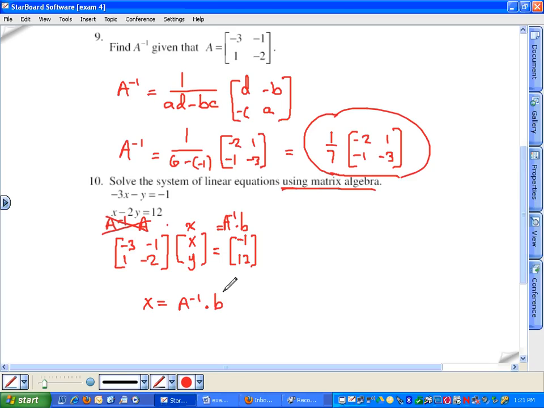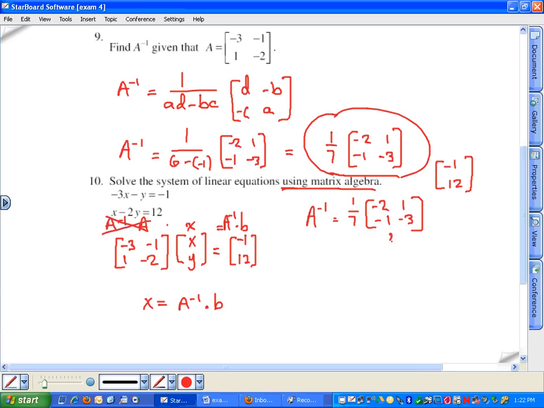Now this was done on purpose. If you notice this matrix here, matrix A, it's the same as matrix A in the problem above it. They're exactly the same. We've already found the inverse for matrix A. It's right here, A inverse. What we're supposed to do is multiply the inverse of A times B. So I'm going to write matrix B here.